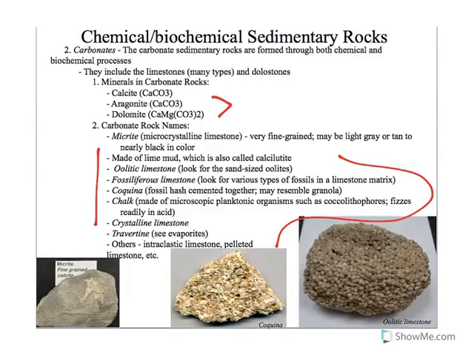Oolitic limestone, that's this one, that's just a fun word to say. This is when we have little blocks of calcite that get broken up by wave action, and they start to roll around and form particles the size of grains of sand. But you can see they're perfectly round, like little BBs. Fossiliferous limestone, well, that contains fossils, so definitely biochemical.